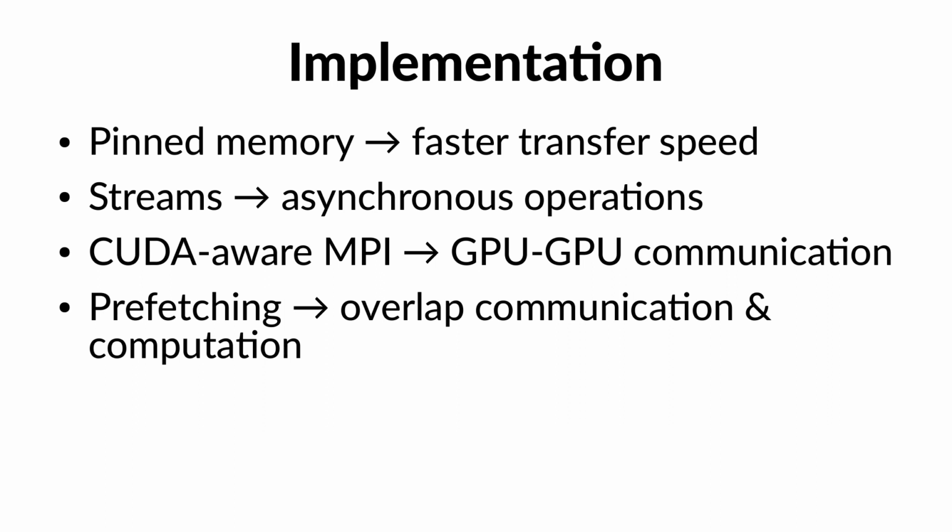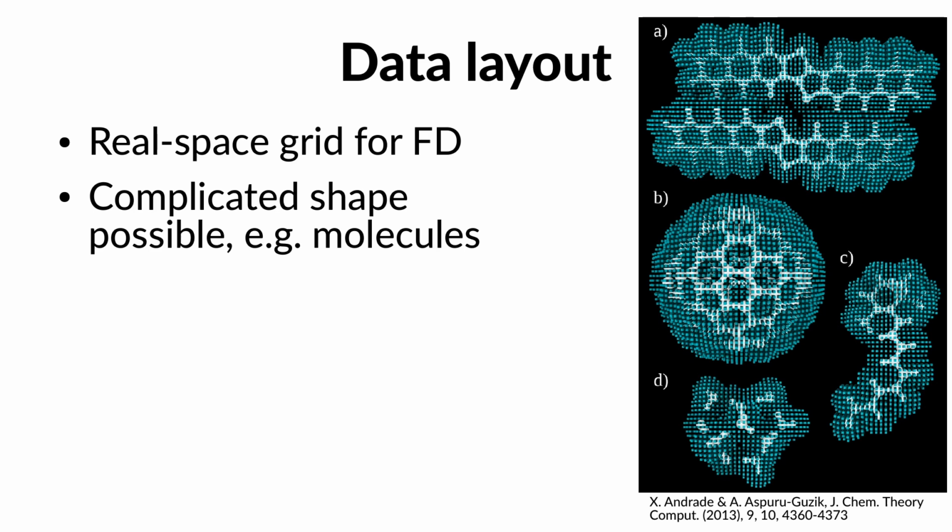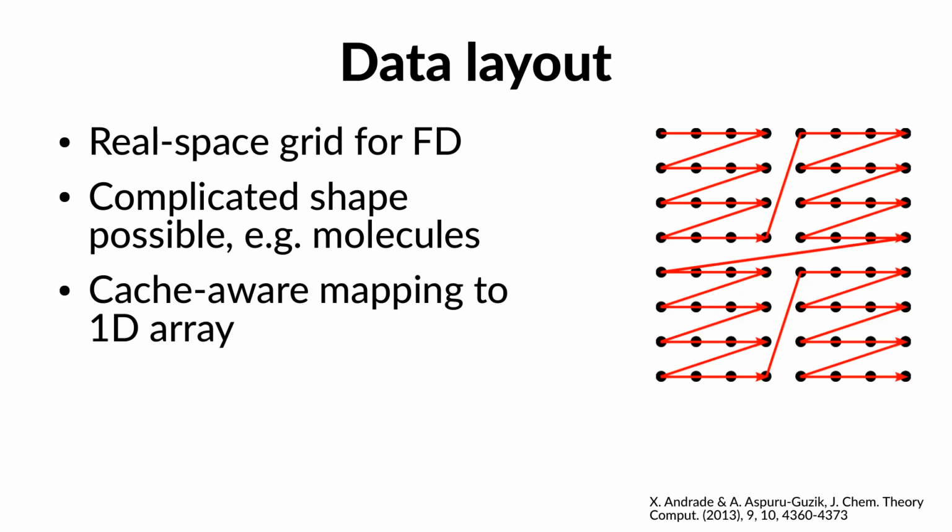Okay, but before I go into details there, I'd like to show you how the data layout looks like in Octopus. So we have, as I already mentioned, a real space grid for the finite difference operators. And as you can see here on the right hand side, the grids can be quite complicated. So they can have a complicated shape for each molecule. And this means that we cannot simply have a 3D array, but we need to have some kind of more complex structure. So what we do is that we map this 3D grid to a 1D array, and the mapping is done in such a way as shown here on the right hand side.